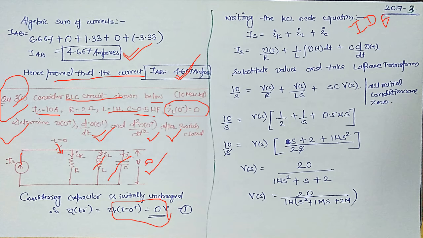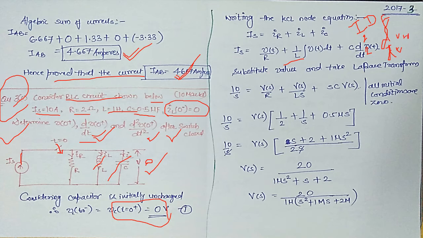The point is, if you want to find d by dt of V at 0 plus, generally you will not find such questions in a book, because if you differentiate it once you will find d2v by dt2. Then the problem is you will not get d by dt of v(t) at t equals 0.